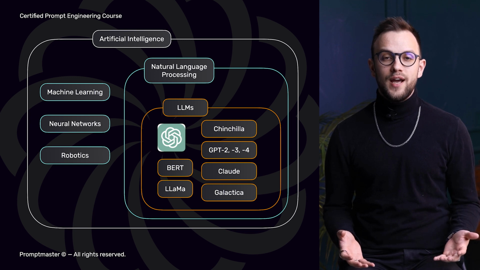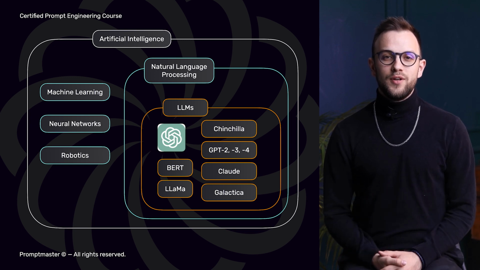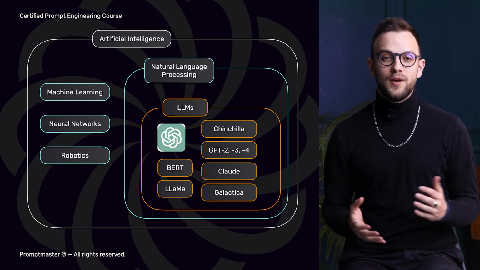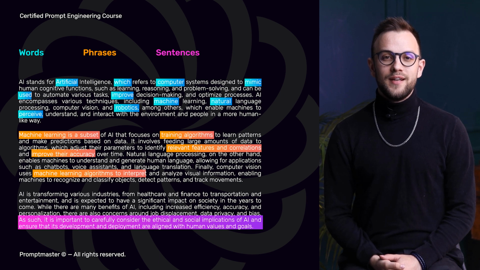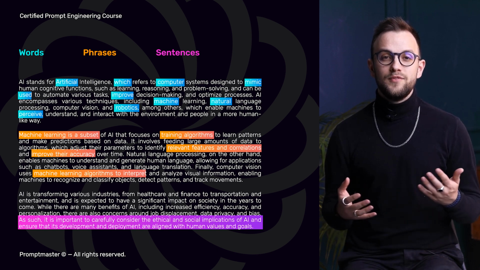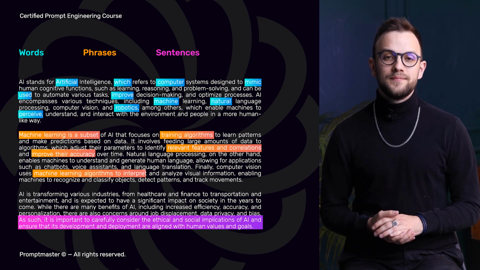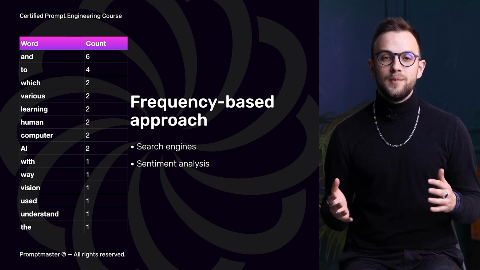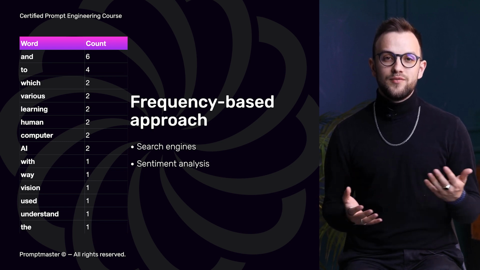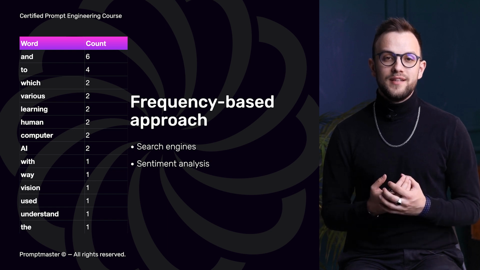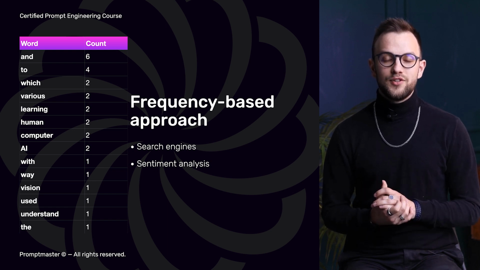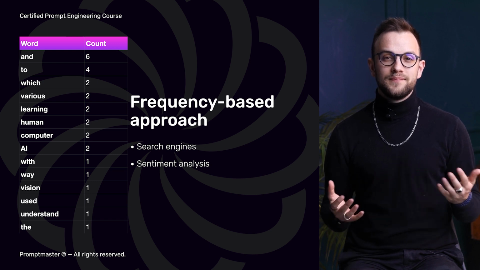Now, I'd like to explain to you how NLP, natural language processing, works. In order to make machines understand humans, we must break down language into smaller parts, like words, phrases, and sentences, and teach machines to understand them. With this understanding, machines can perform tasks like analyzing how people feel about a topic, translating languages, and even generating new text. Early on in AI development, researchers tried using frequency-based approaches, where machines counted the words and phrases in a text to try and understand what the text meant.